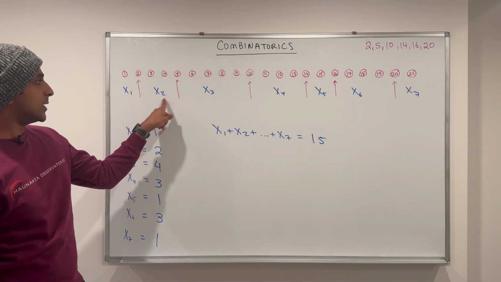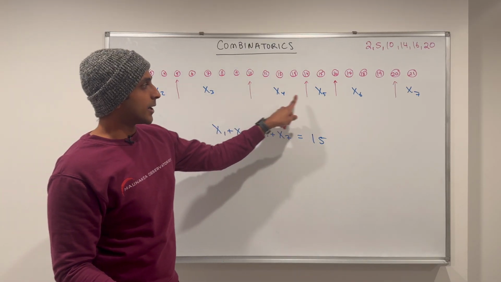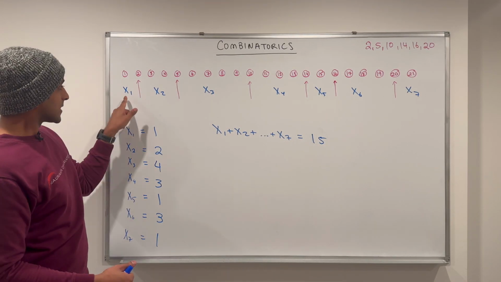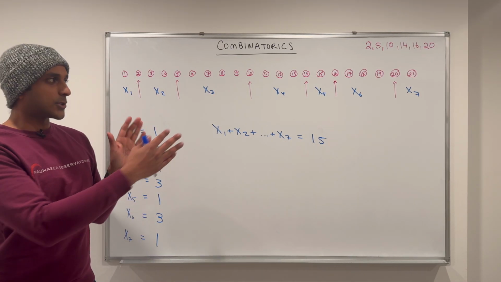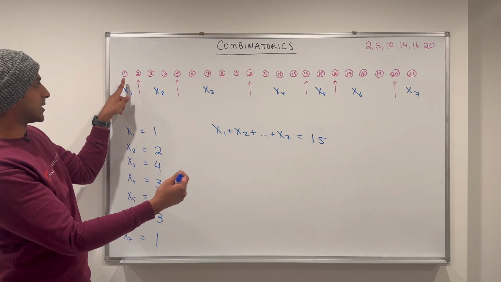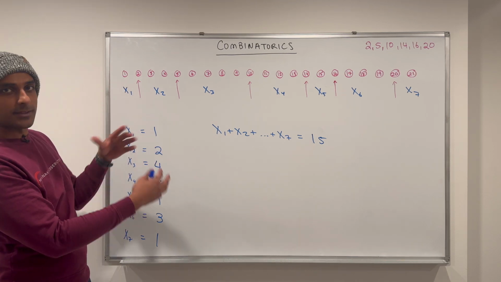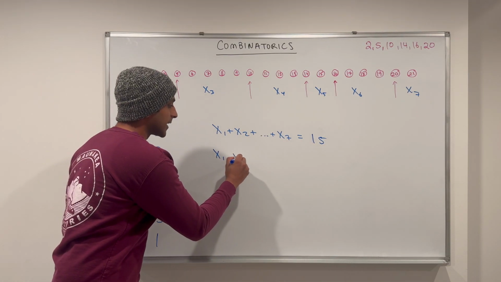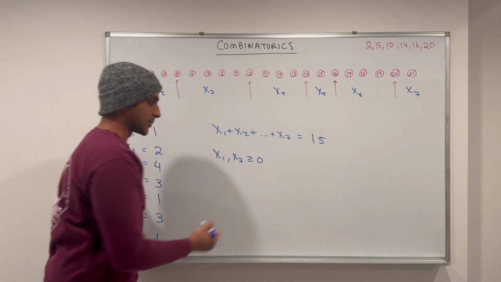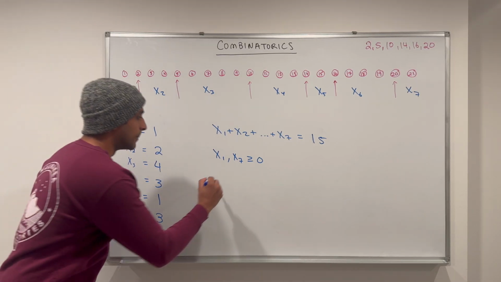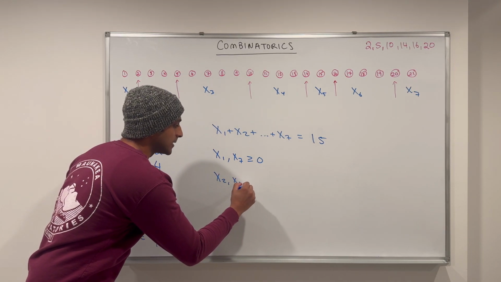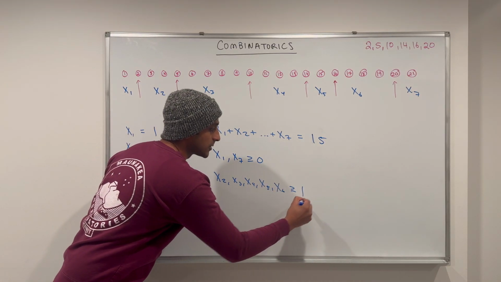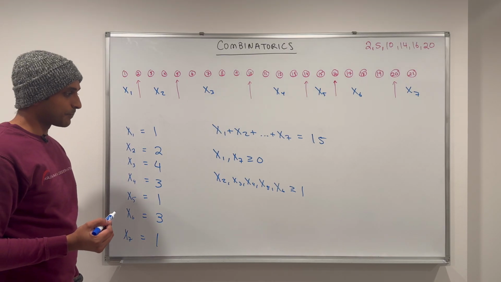So x sub 2, x sub 3, x sub 4, x sub 5, and x sub 6 all cannot be 0. But x sub 1 and x sub 7 are fine. Those can be 0, because we can definitely choose person 1. That's not a problem. So x1 and x7 are both greater than or equal to 0, so they're non-negative integers. But x2, x3, x4, x5, and x6 are actually all positive integers.